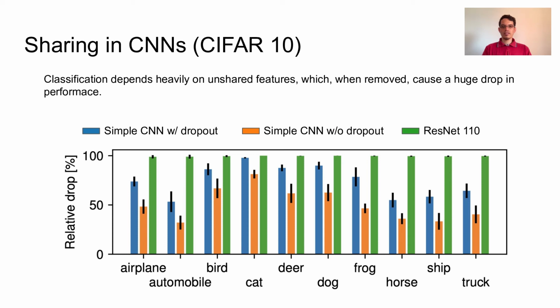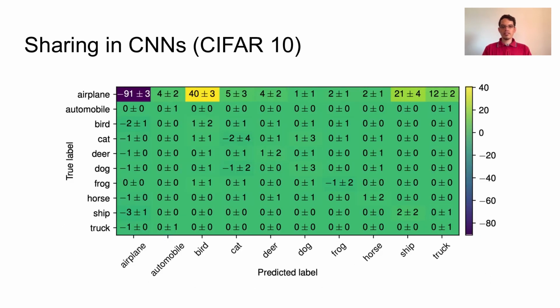Finally, we analyzed CNNs on CIFAR10. We identified class-exclusive weights which, when removed, cause a huge performance drop. Once again, this confirms the bias towards not sharing weights. By analyzing this performance drop, we were able to draw conclusions about class similarities.